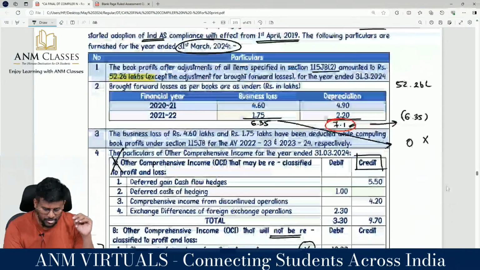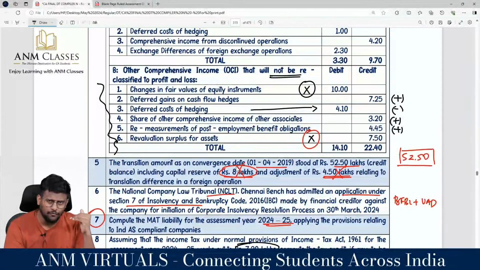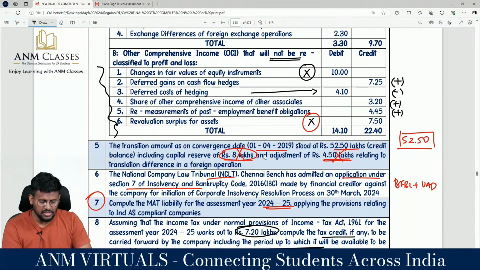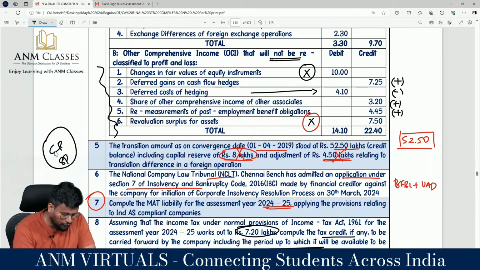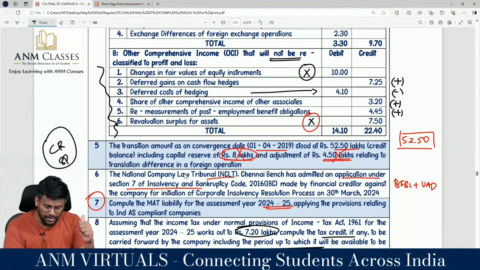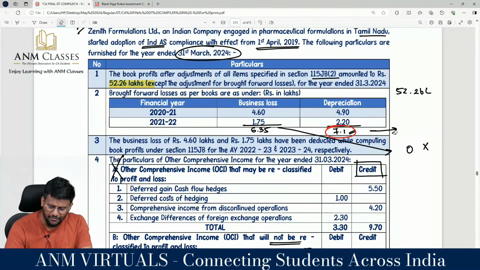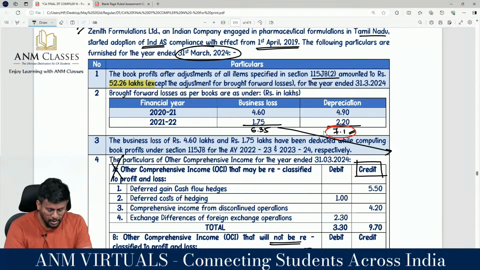Super. Here, you should know what forms part of the transition amount. Transition amount means items which are adjusted in other equity. In that, my dear lovable students, we will not include security premium and capital reserve. And we have 6 exclusions, one of which is translation difference in a foreign operation. Then you may have a doubt, sir, the question has given book profit after all adjustments except the brought forward losses. Two brought forward losses have been given, business loss and depreciation.